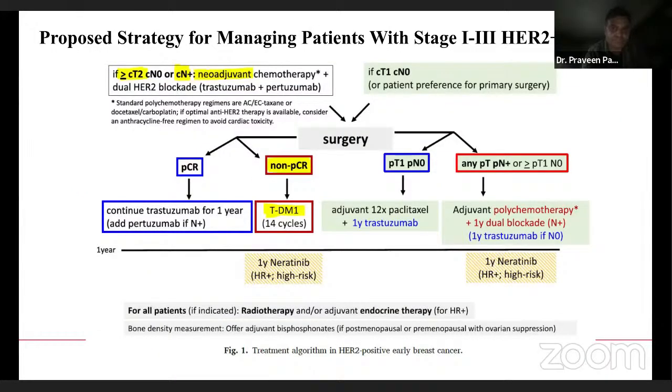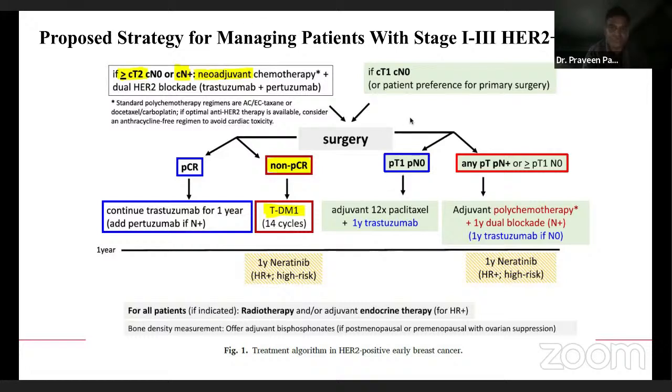So for the proposed approach in early breast cancer, if chemotherapy is planned based on tumor size and node-positive disease, then with pCR continue trastuzumab. If the node was positive on the earlier imaging study, add and continue pertuzumab. For non-pCR, strongly recommend using T-DM1 for 14 cycles.